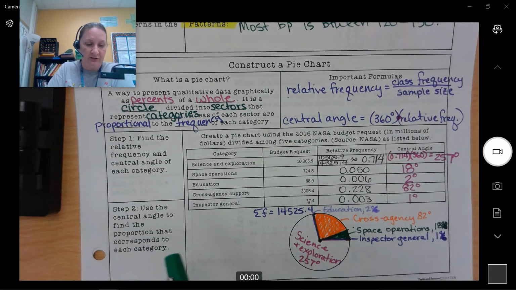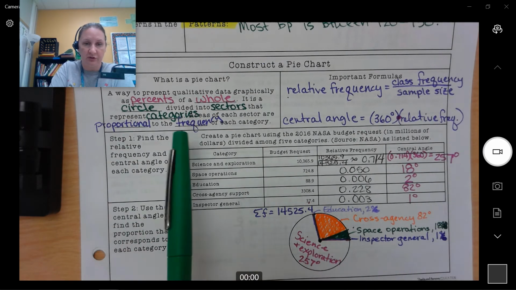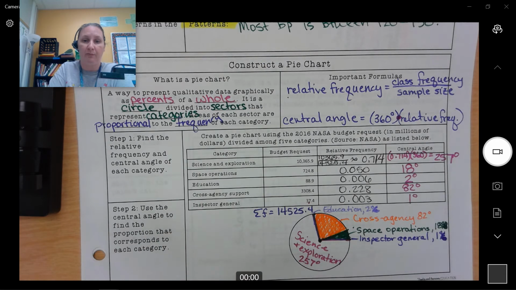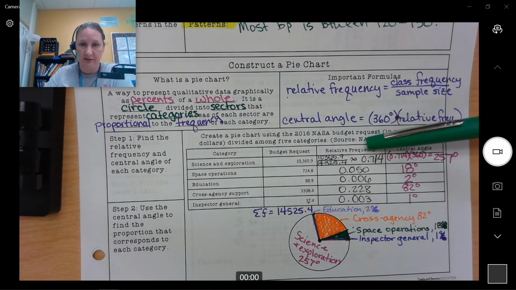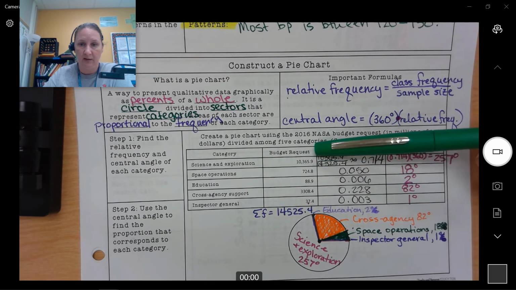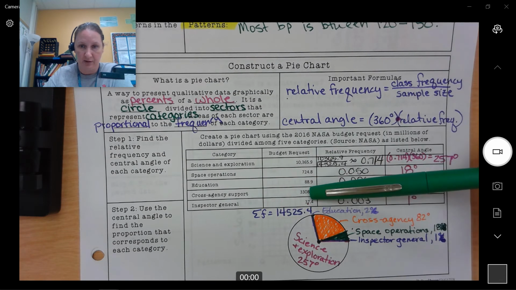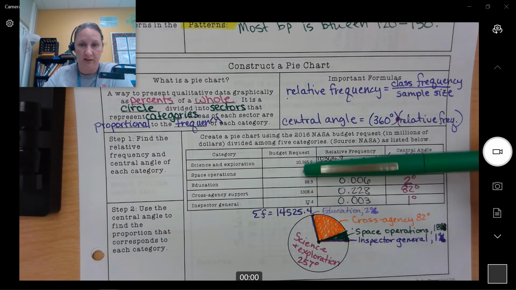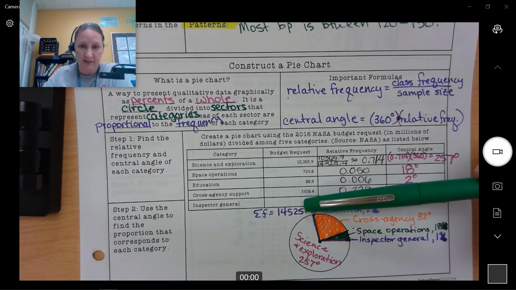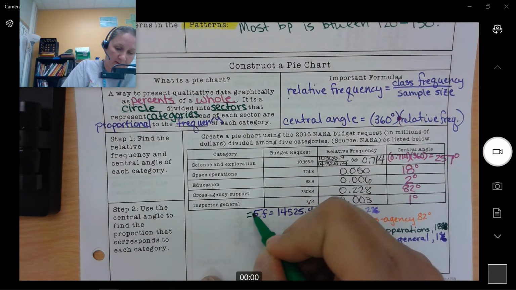So percentages are of the whole. The circle is divided into sectors representing that percentage. So if we are using the relative frequency, you take your total budget for each one of the things, divide it by the grand total for that entire column. That's what the frequency means. This is their frequency. Basically this is your N.